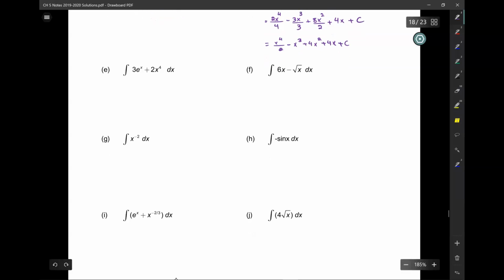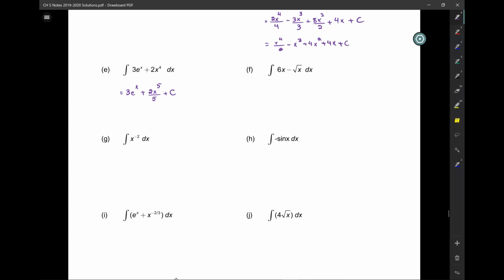Okay. Here, 3e to the x is just 3e to the x plus 2x to the 5 over 5 plus c. This is so much fun.